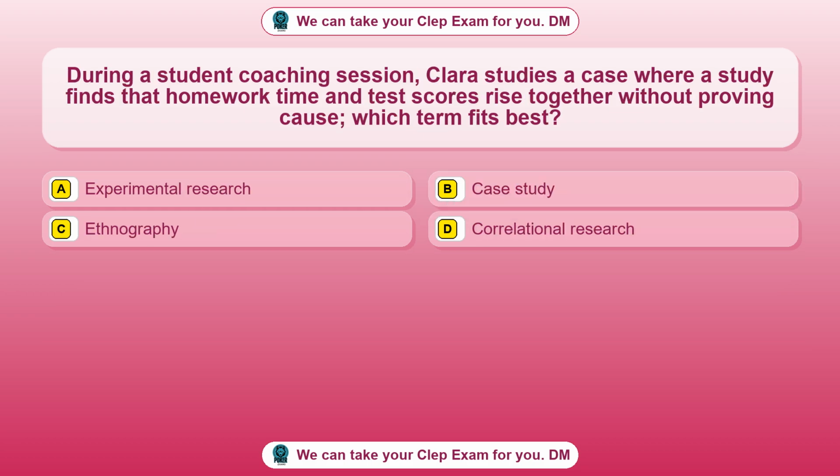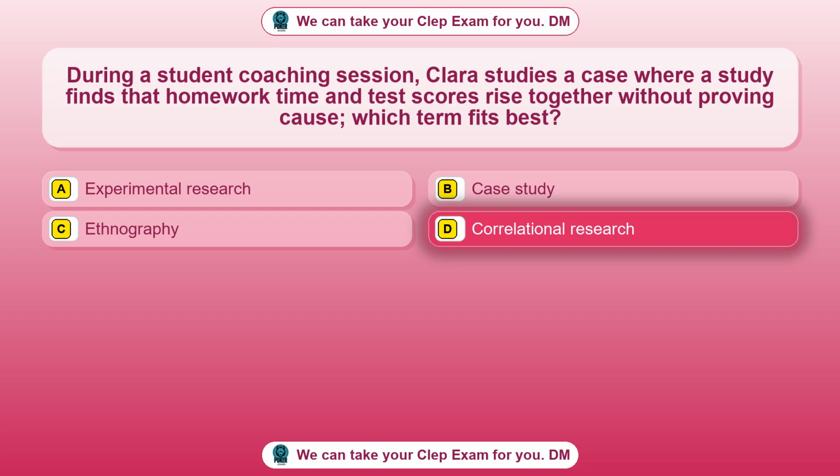Question 88. During a student coaching session, Clara studies a case where a study finds that homework time and test scores rise together without proving cause. Which term fits best? Option A, experimental research. Option B, case study. Option C, ethnography. Option D, correlational research. The correct answer is option D, correlational research.